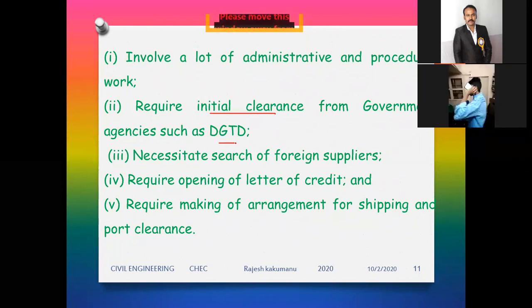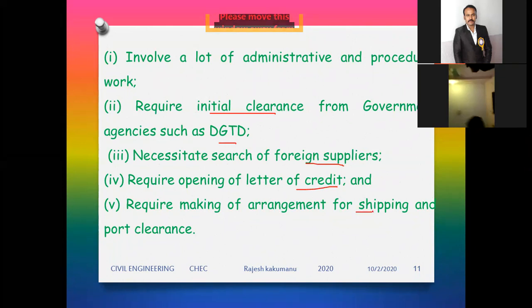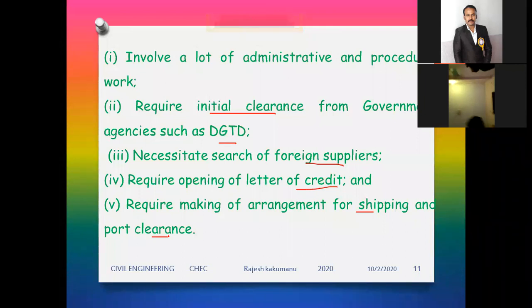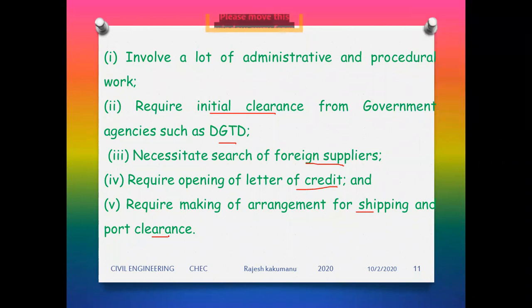So manaki different authorities దగ్గర నుంచి we have to get the permission whenever the other country products are coming into our country. So it necessitates search of foreign suppliers, requires opening of letter of credit, requires making arrangements for shipping under port clearance. So whenever the materials are coming through ship, we require some sort of security clearance from the naval people. So like this you are having some sort of procedures whenever you are taking the material which is coming from the other countries.